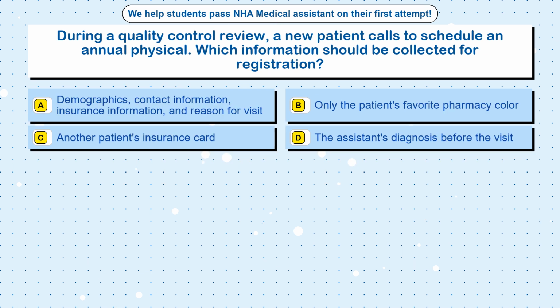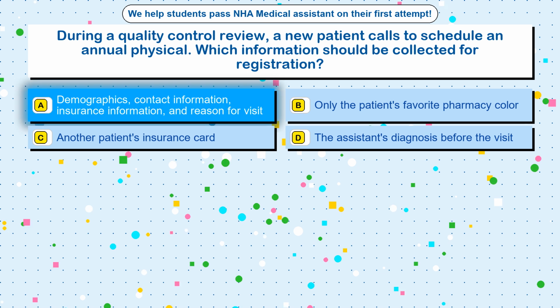Question 40. During a quality control review, a new patient calls to schedule an annual physical. Which information should be collected for registration? Option A, demographics, contact information, insurance information, and reason for visit. Option B, only the patient's favorite pharmacy color. Option C, another patient's insurance card. Option D, the assistant's diagnosis before the visit.